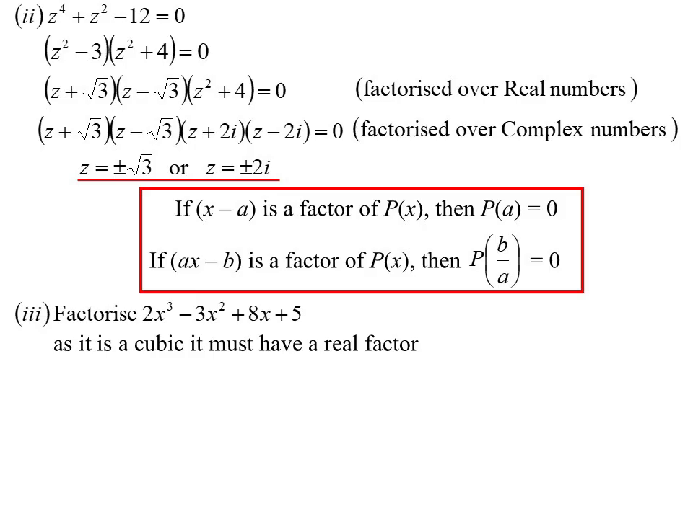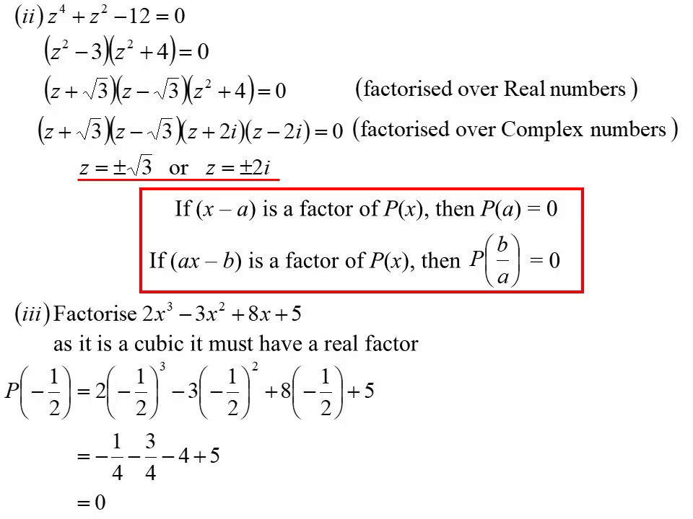We know the constant is 5, which nicely is a prime number. That only gives us a couple of possibilities. But the coefficient of x cubed is 2, so maybe there is a fractional factor there as well. The logical first one to pick, of course, is, that's right, negative a half. And when we try negative half, oh look, it becomes 0, that works. Okay, so we now know that 2x plus 1 is a factor.